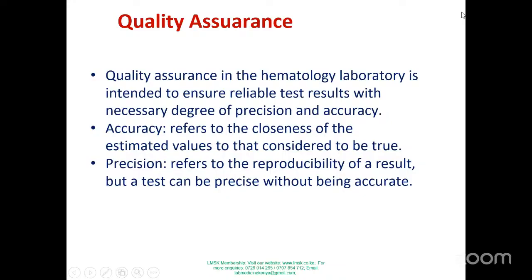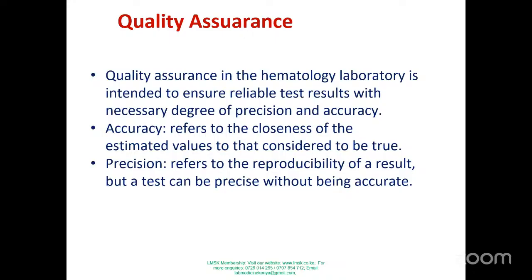Okay, thank you. So quality assurance in the hematology laboratory is intended to ensure reliable test results, as we have explained, with the necessary degree of precision. So precision is all about reproducibility. For example, if you do a test in 20 runs, how close are those values? That's the precision. The same analyte, let's say you are running a prothrombin time test. You are getting 10 seconds, then you repeat it 20 times. So you get 10.1, 10.2, 10. That's now a precise system.